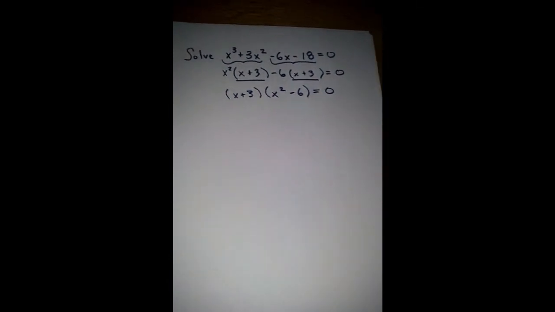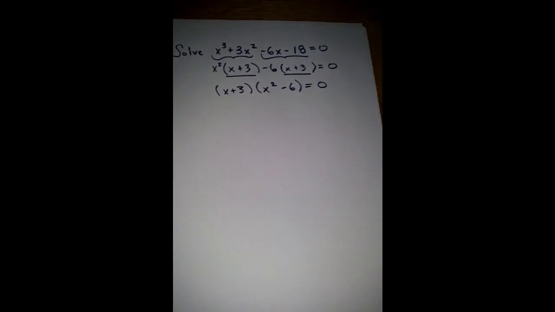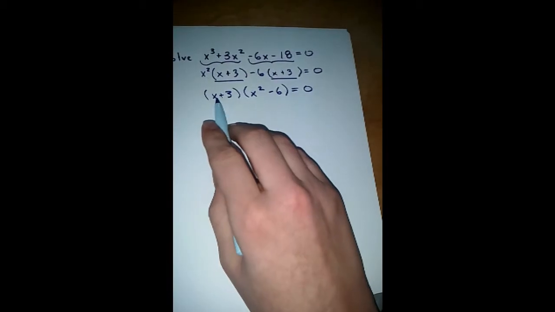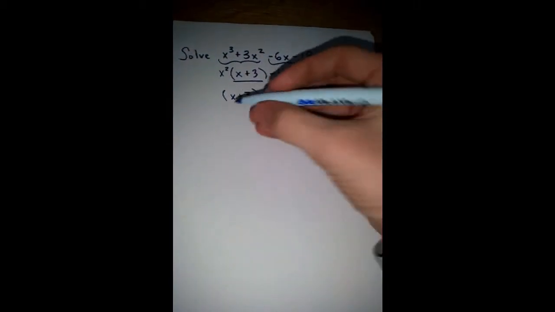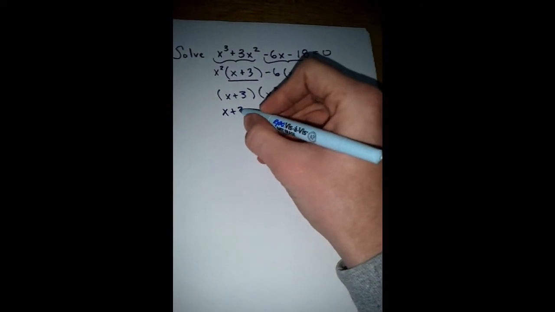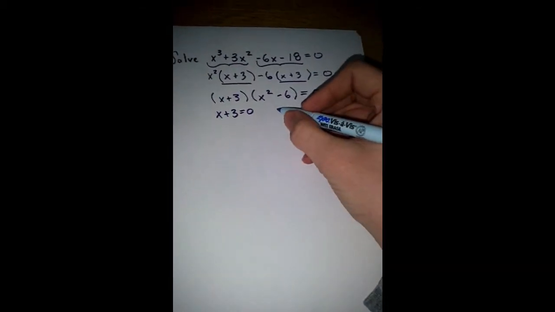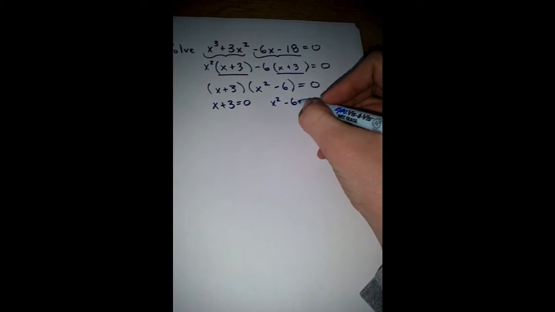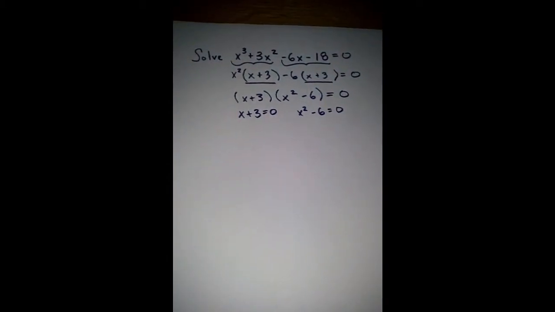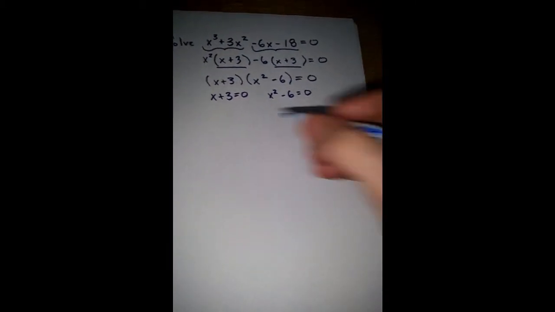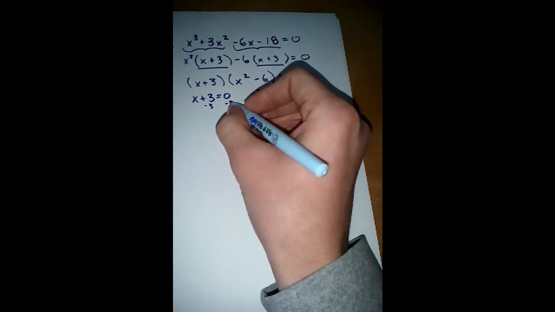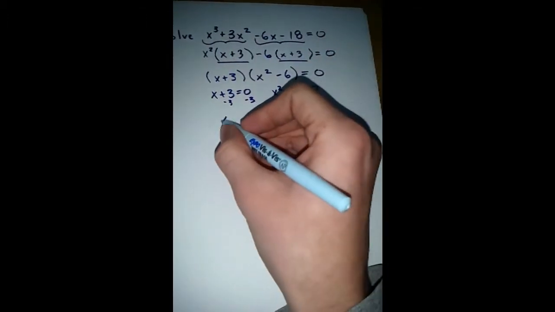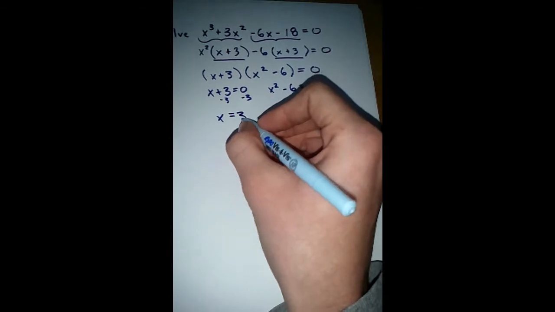Now our final step here, now that we have this polynomial factored, what we can do is set each individual factor equal to 0 and solve those respectively. So we'll say x plus 3 equals 0 and x squared minus 6 equals 0. And now we're solving two equations. On the left hand side, subtract 3 from both sides and we get our solution x equals negative 3.